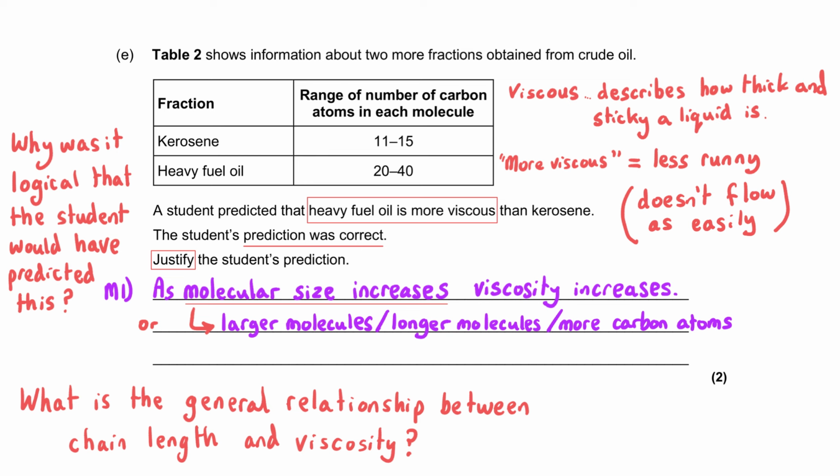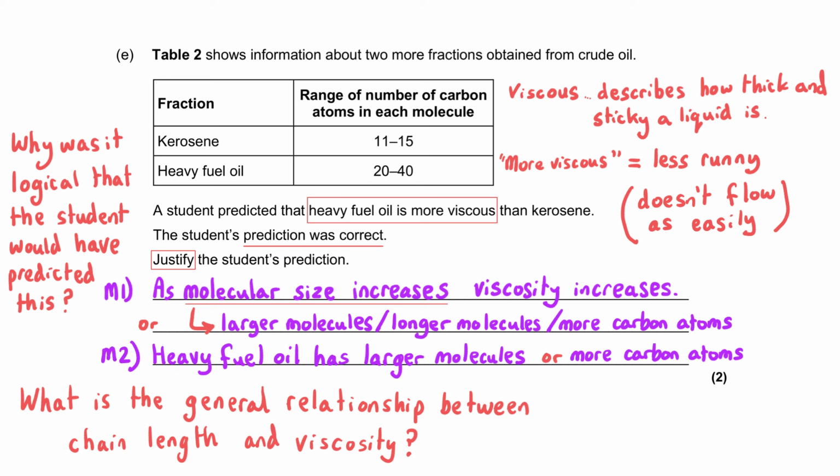Then we use the question and say, right, given that this relationship is true and that heavy fuel oil has more carbon atoms than kerosene, or larger molecules than kerosene, that's why their prediction should be correct. The molecular size increases and viscosity increases, and heavy fuel oil has larger molecules.